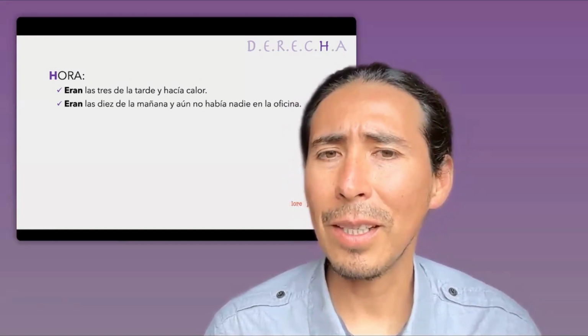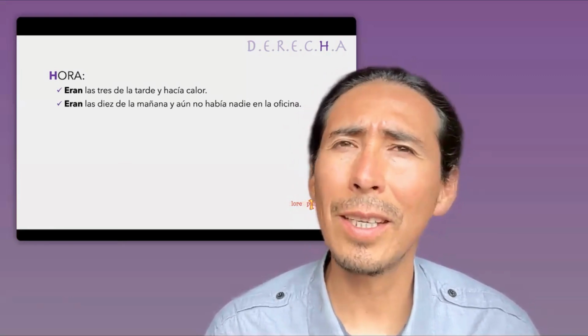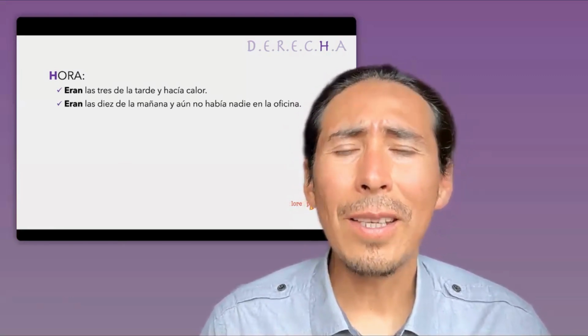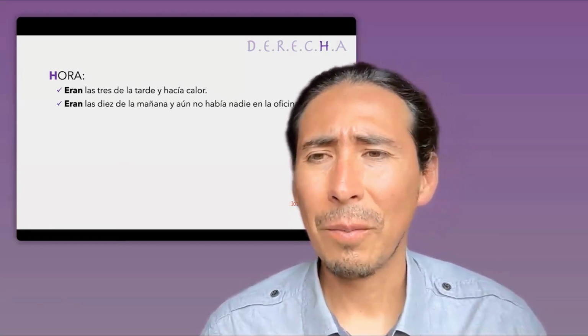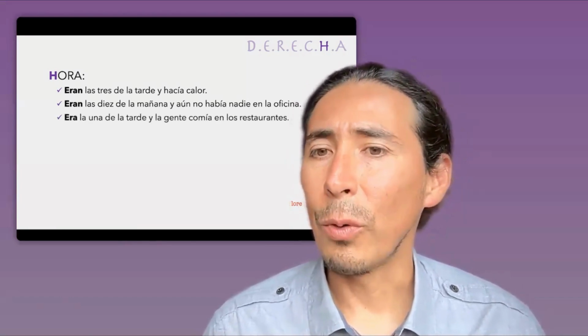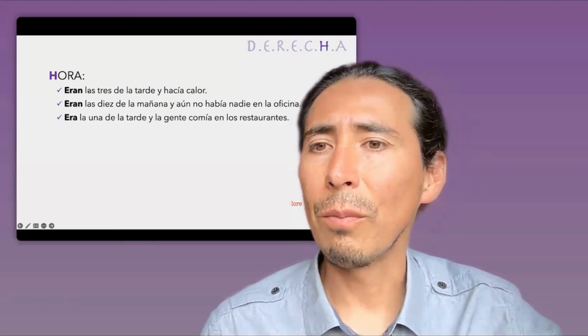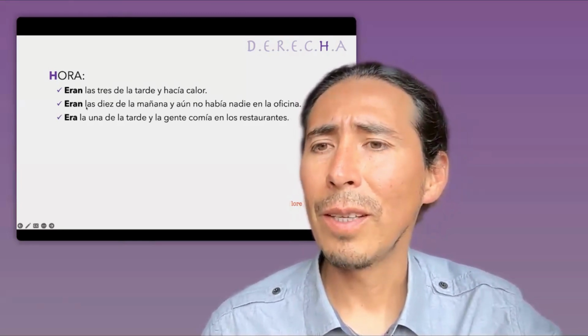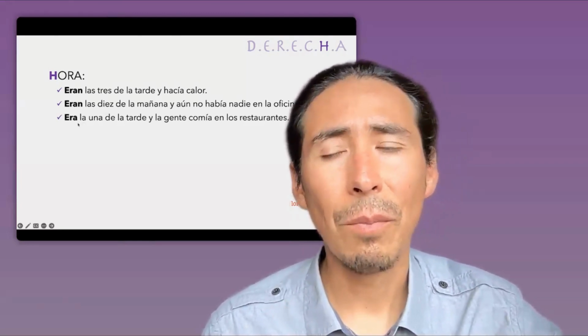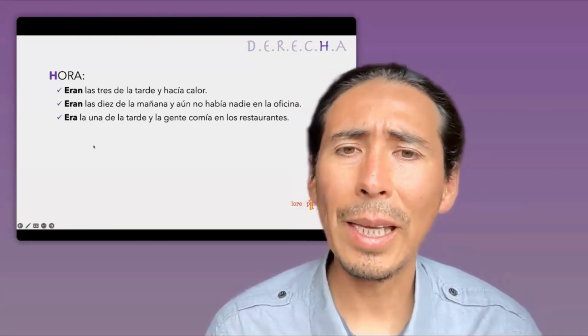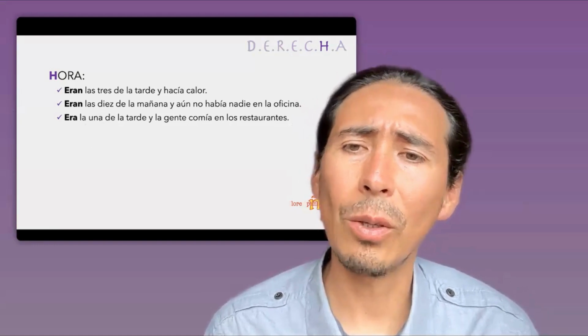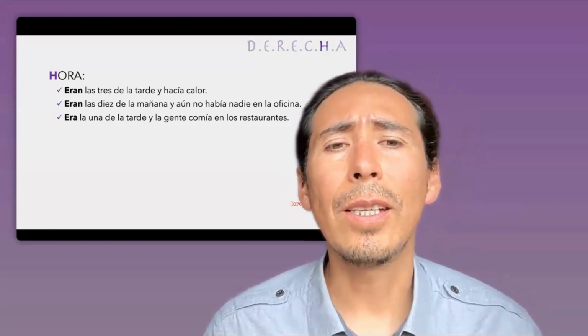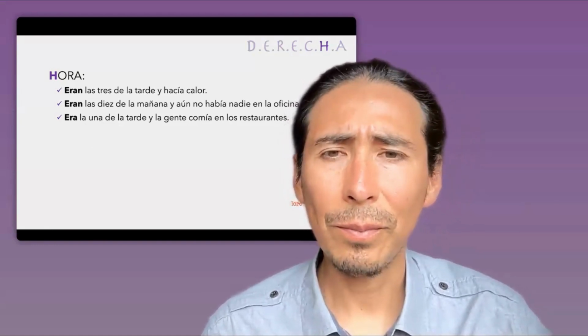Eran las 10 de la mañana y aún no había nadie en la oficina. It was 10 a.m. and there was nobody at the office yet. And era la 1 de la tarde. So remember, because it's 3, eran, because it's 10, eran, and era because it's 1. La 1 de la tarde y la gente comía en los restaurantes. It was 1 o'clock and people were eating at the restaurants.